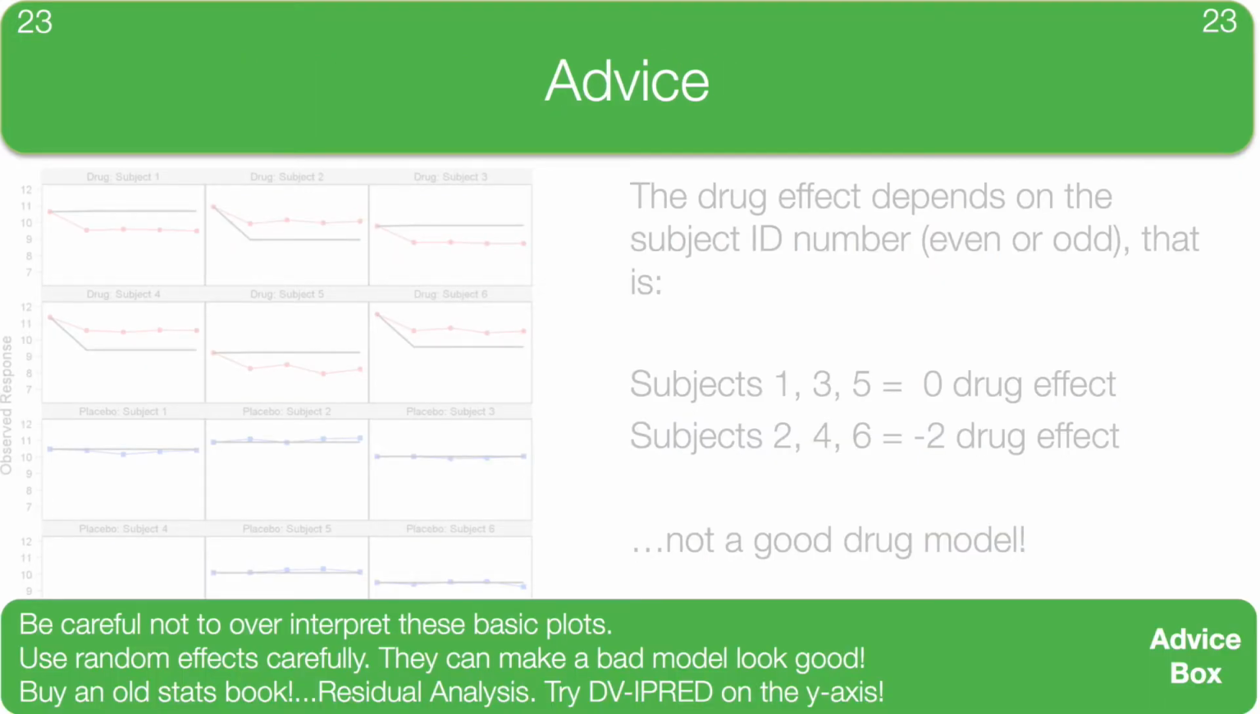So the advice with regards to DV versus PRED, DV versus IPRED, is that you need to be careful not to overinterpret these basic plots. They are indeed very basic plots. The second piece of advice is to use random effects carefully. They can make a bad model look good. So what they're going to do is try to match the data as well as they can, and that has the potential to actually make a bad model look quite good. The third piece of advice is to consider residual analysis by an old stats book and try DV minus IPRED on the y-axis rather than these plots.